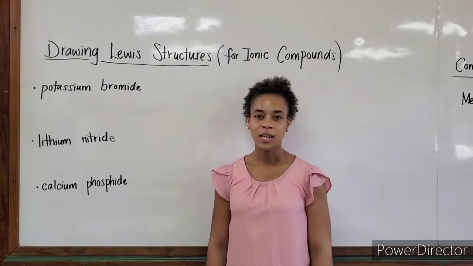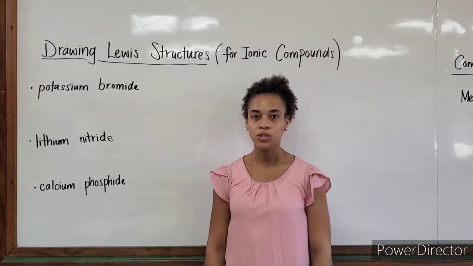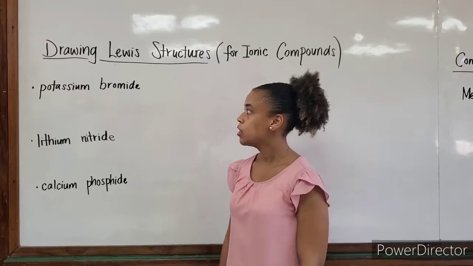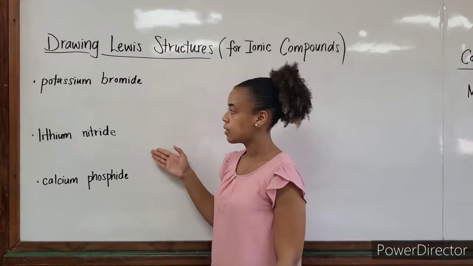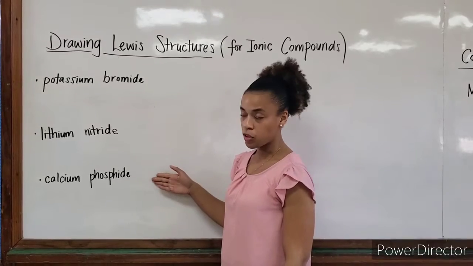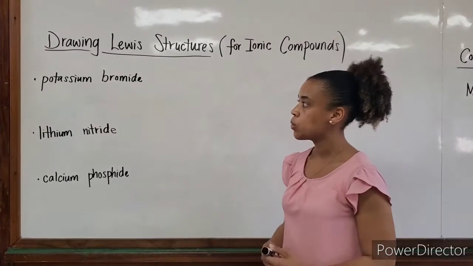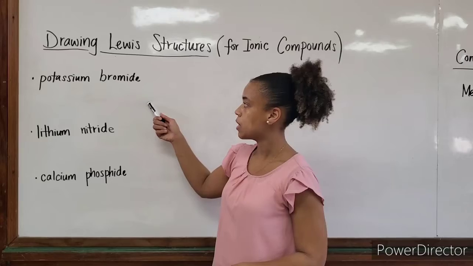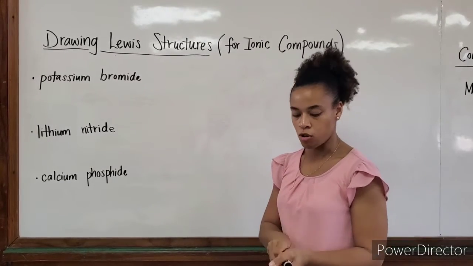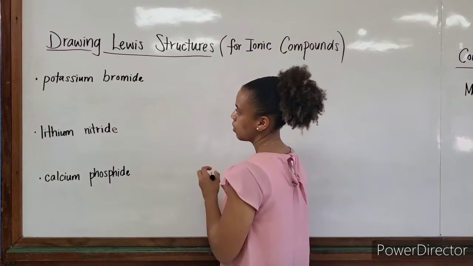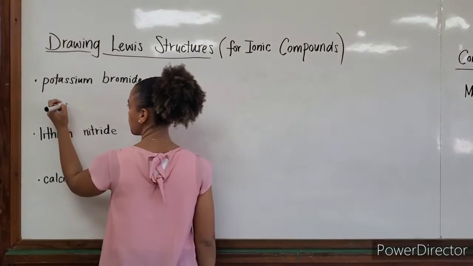Good day, students. Today we are going to be practicing drawing our Lewis structures for ionic compounds. So here we have three ionic compounds. We have potassium bromide, lithium nitride, and calcium phosphide. So we know that potassium bromide is made from the formation of potassium and bromide. So first we're going to draw our Lewis structures of potassium and of bromine.